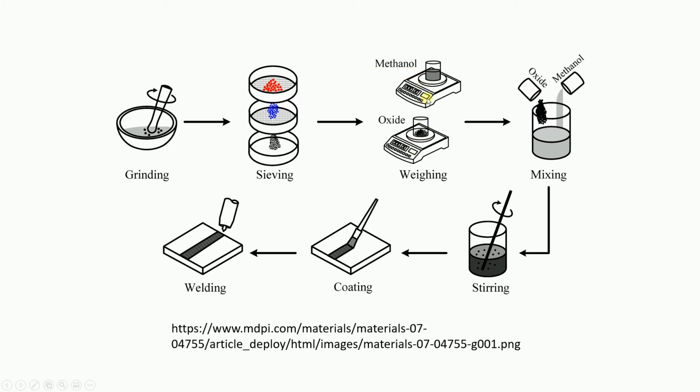So we are here taking methanol and oxide, we are making the proper weight, then we are mixing both in a jar or beaker. Then finally we are mixing it by using the glass rod, or we call that stirring. After that we are going to apply it using a painting brush. Later we are going to perform the joint.